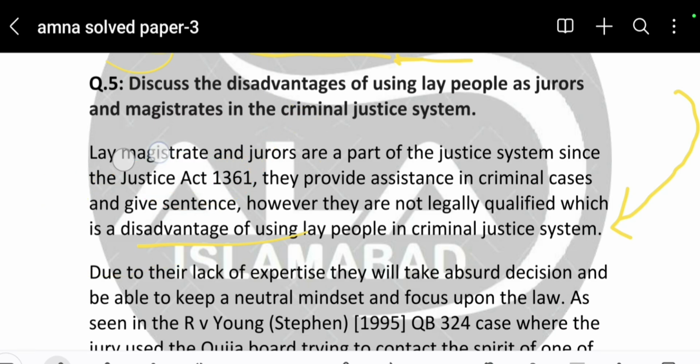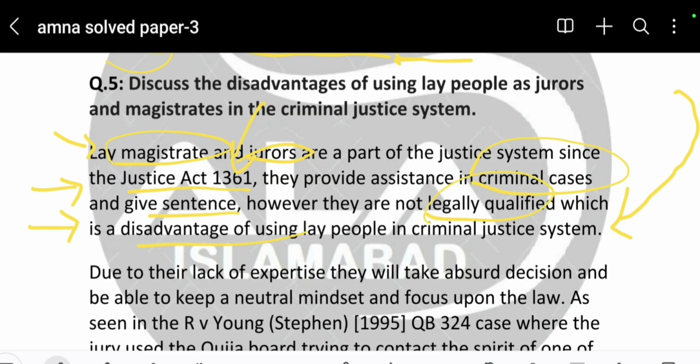The act basically gives power to the lay magistrate to perform their duty in court. Because of this act, these lay magistrates and jurors are working in the criminal justice system. Without this act, maybe they can't work. So that's the reason they're working in this system. Due to this act, they're present there, and that's why this act is really important to include in this answer. This will give you good marks. After doing this, you have to tell what type of powers they have. They work on criminal cases and they give sentences. Then you have to explain this power. After doing all that, at the end you have to tell the first disadvantage, that they are not legally qualified.